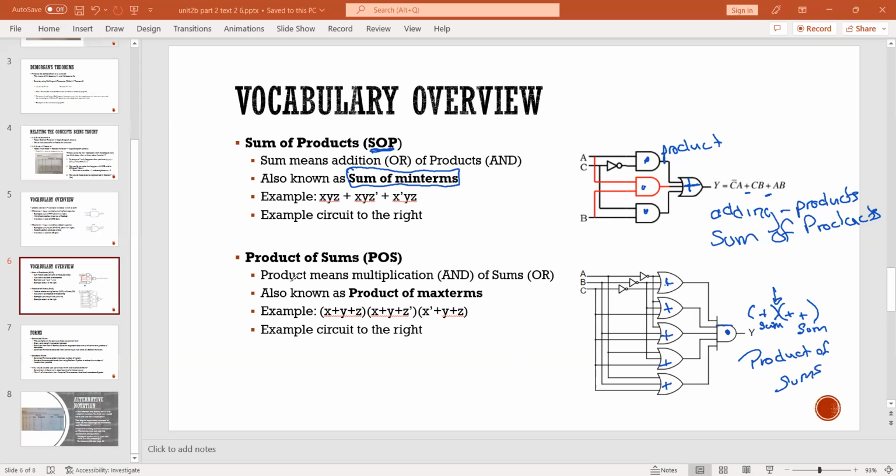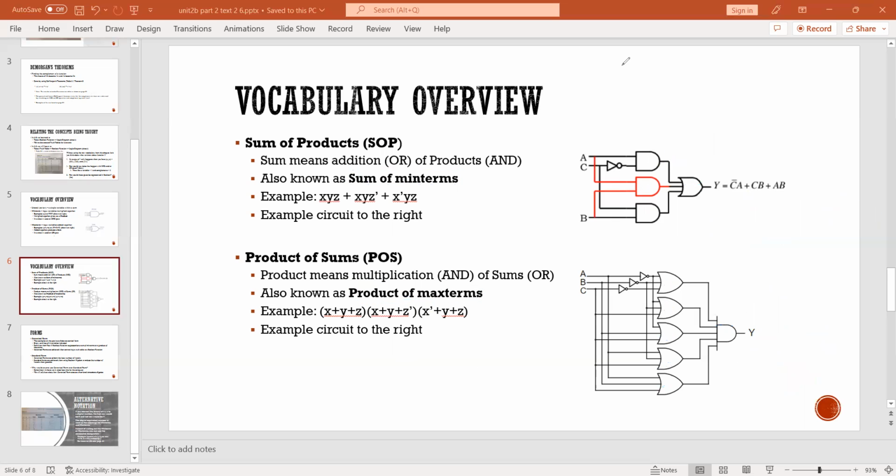Okay, so when you come back over onto the left, this is product of sums, also called product of max terms, which you will see in the book. And this gives you an example of an X, Y, and Z. And then in this one, the Z is a prime. The symbol isn't quite right for prime, but good enough. And then there's an X prime in here. So that's not the circuit to the right. That's just an example. So those are a few terms right there that you want to know.